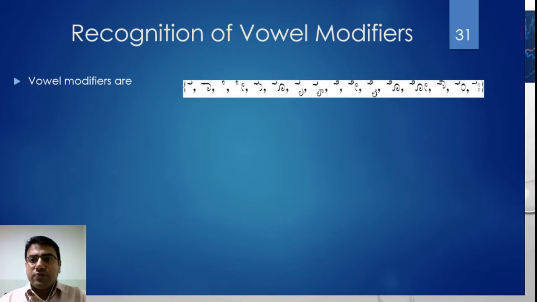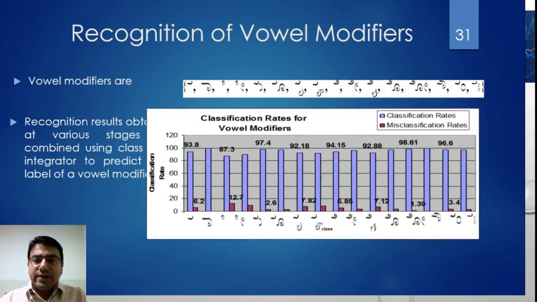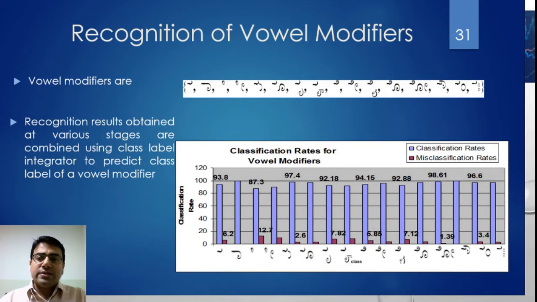Recognition of vowel modifier is finally done by the class label integrator, which integrates the various results generated at independent modifier, top portion as well as right side portion. Now you can see there are 16 different vowel modifiers. They also consist of some connected portions, and there are some independent portions as well. So we utilize three different neural networks to carry out recognition of all these three portions. At the later stage, we integrated them using the class label integrator.